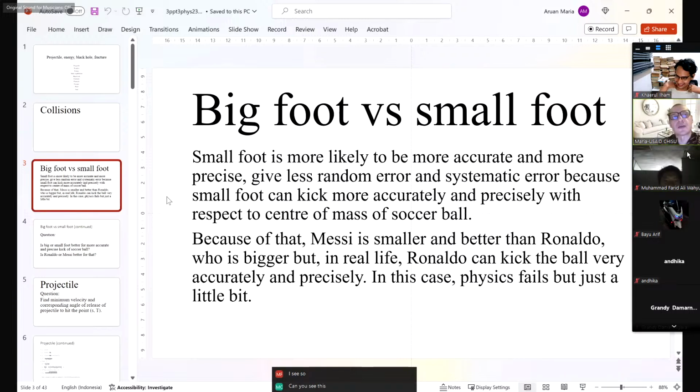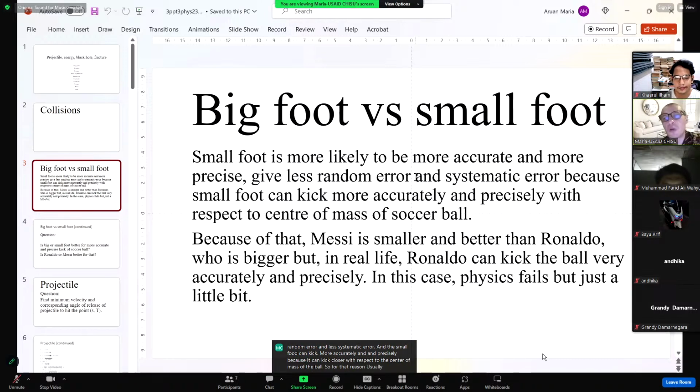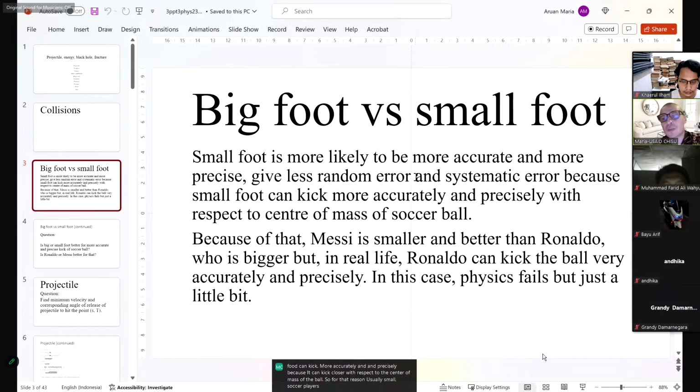Can you see this slide number 3? Yes, I see. It says that a small foot is more likely to be more accurate and more precise because it gives less random error and less systematic error. The small foot can kick more accurately and precisely because it can kick closer to the center of mass of the ball.